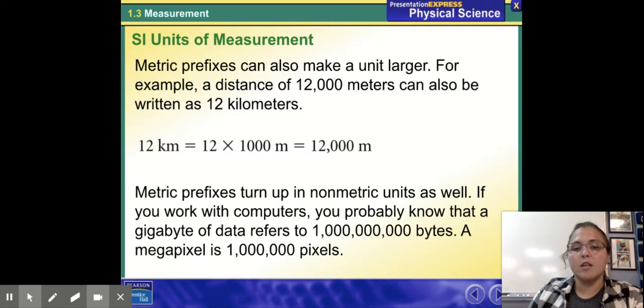Metric prefixes turn up in non-metric units as well. If you work with computers, you probably know that a gigabyte refers to 1 billion bytes. A megapixel is 1 million pixels.